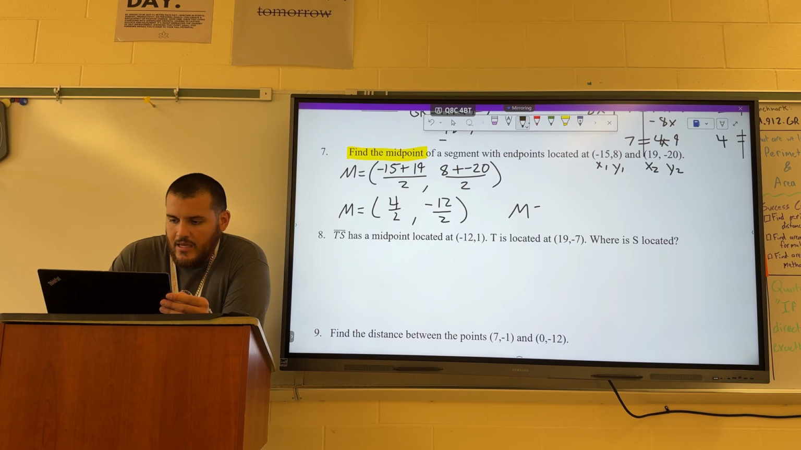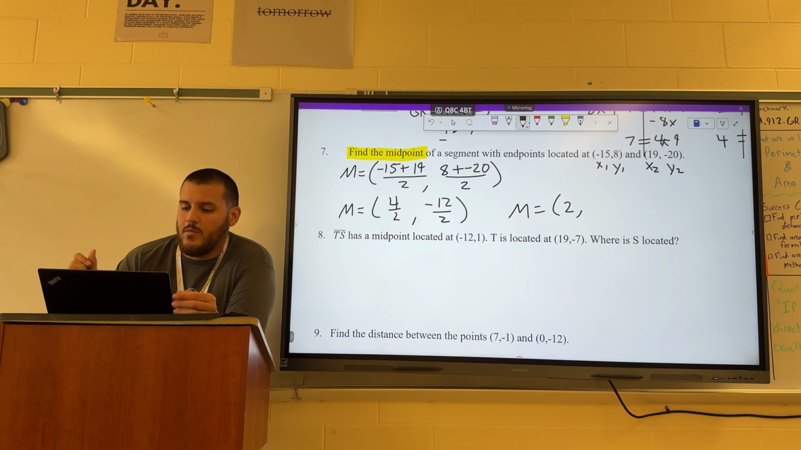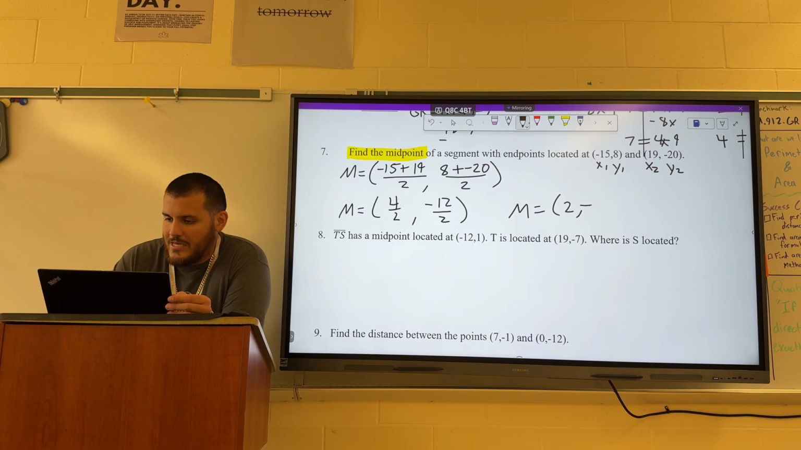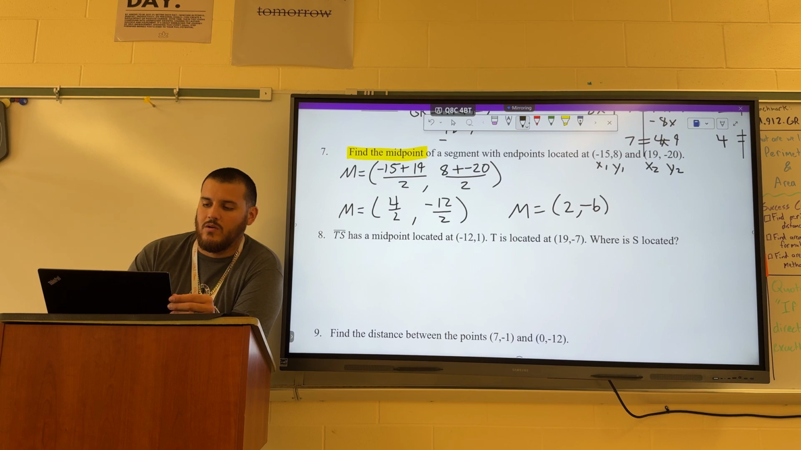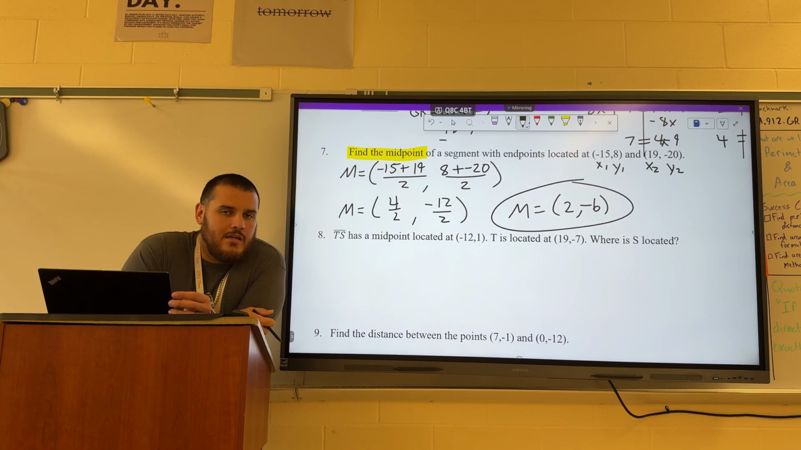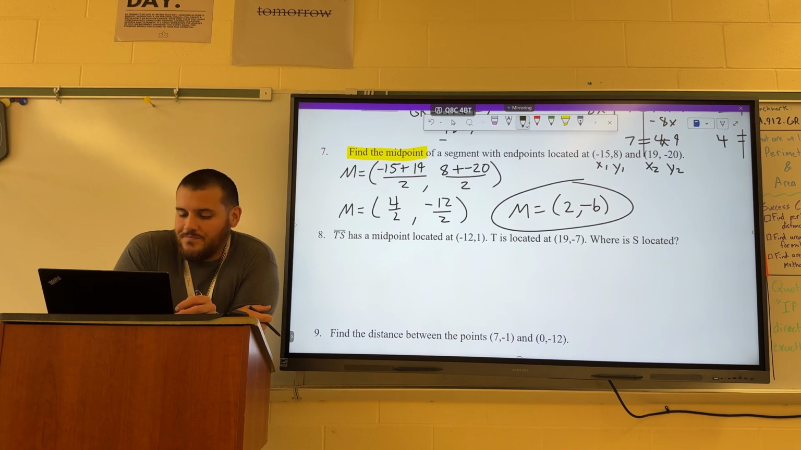Then we are dividing, and I'll get 2 when I divide 4 by 2. So that's my x coordinate for my midpoint, and negative 12 divided by 2 gives me negative 6 for my y coordinate. That would be my midpoint in question 7.